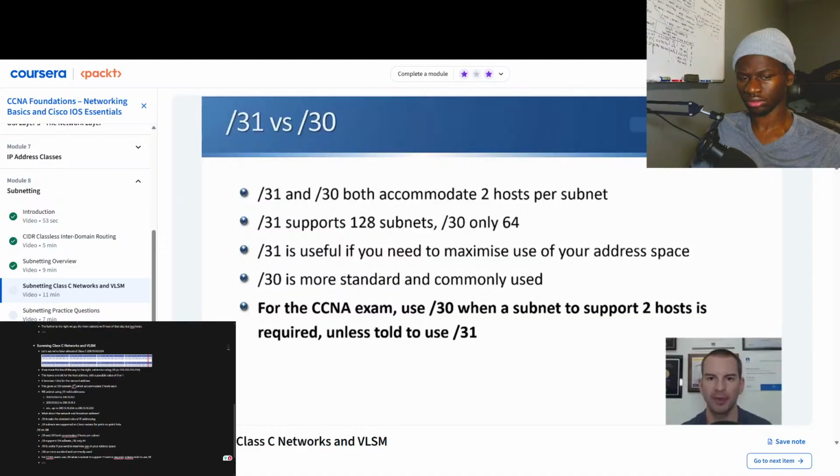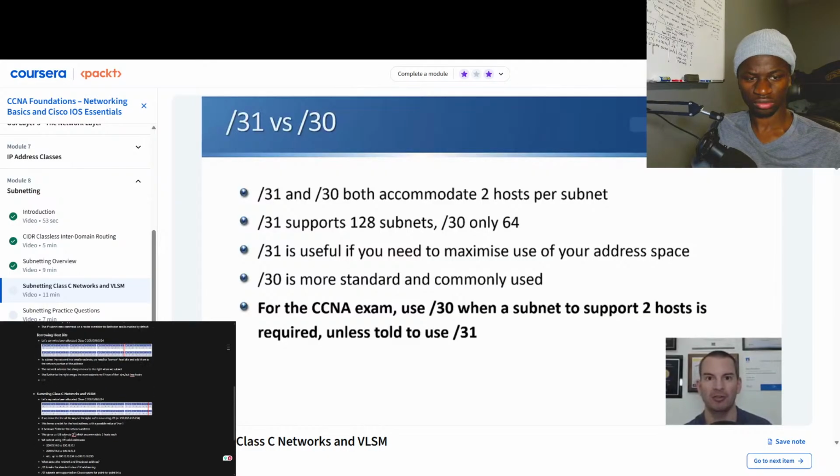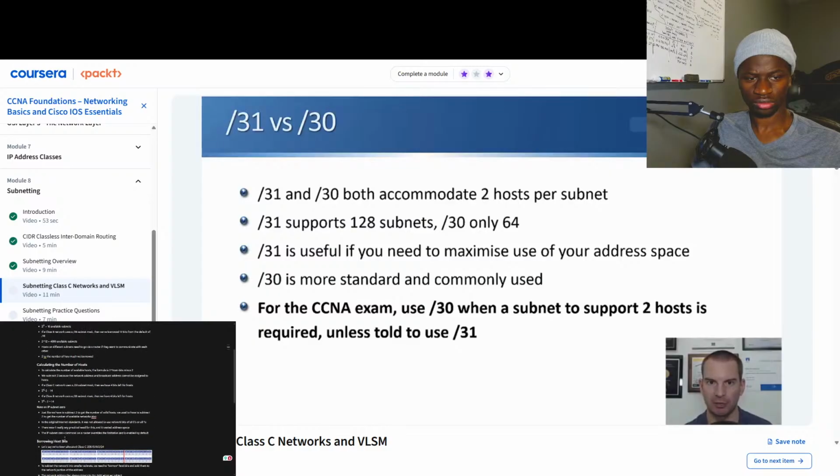So if the question requires you to come up with a subnet that supports 2 hosts, use a /30, unless the question explicitly tells you to use a /31.